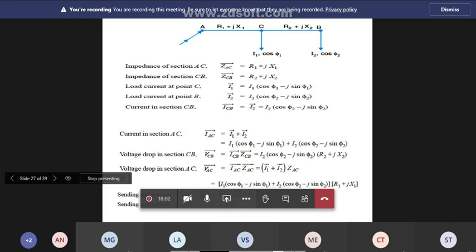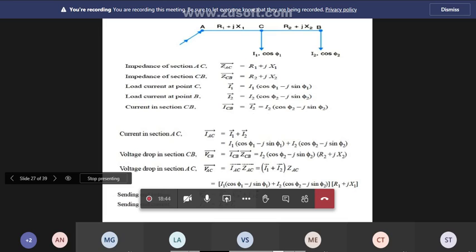I1 bar, we know the formula, I1 bar equals I1 cos phi1 minus j sin phi1. Generally it is expressed as e power j theta, e power minus j theta, that is cos theta minus j sin theta. Like that, the current at C, I1 bar, is equal to I1 cos phi1 minus j sin phi1. Next, at B, the current I2 bar is equal to I2 into cos phi2 minus j sin phi2. So we just found the current at the points.